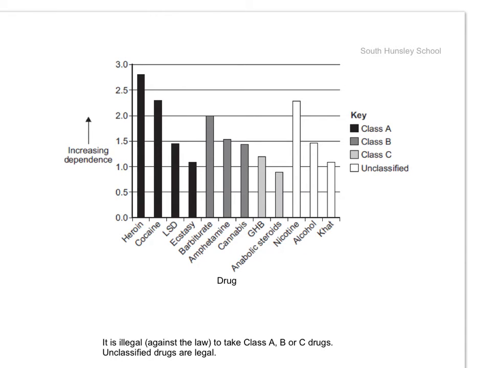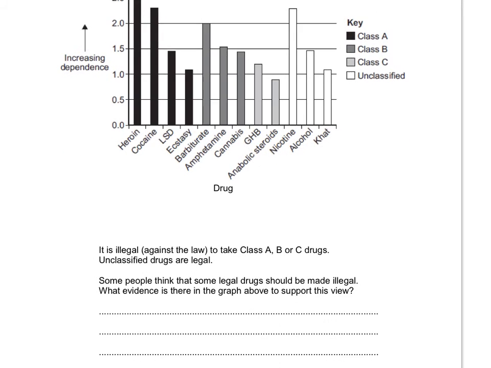This next question presents you with a graph. And before looking at the question, what you really need to do is have a look at the graph and understand what it's showing you. At the bottom, you've got different types of drugs, and up the side, you've got the dependence, or how dependent people are on the drug. Obviously, the different colours on the graph represent the different classes of drugs, with the ones in white being unclassified.